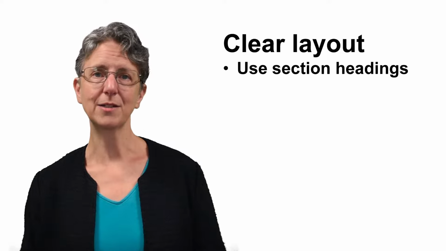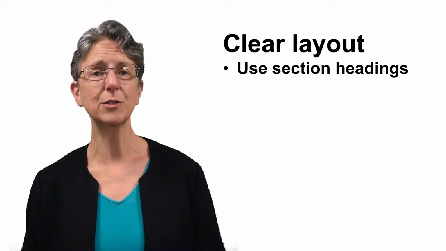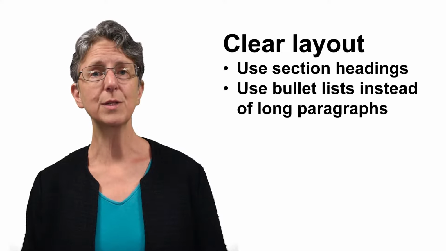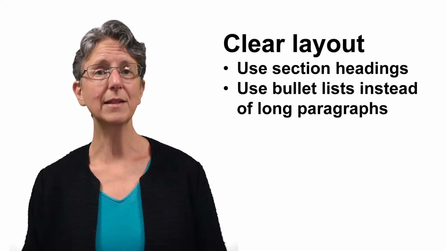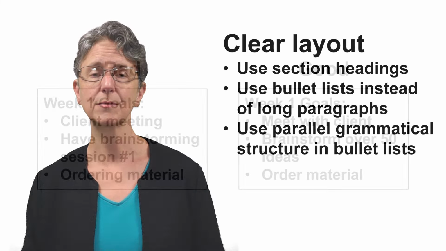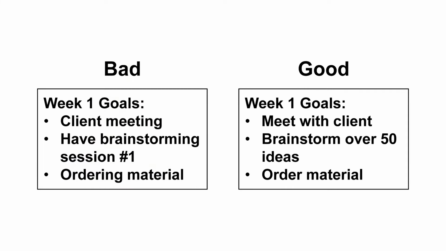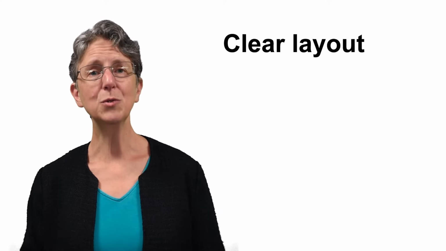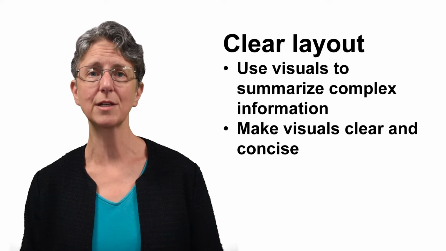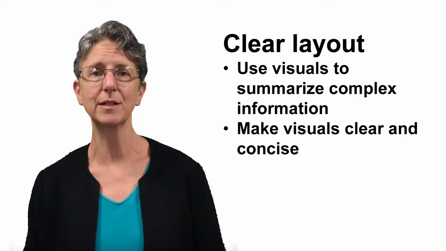Use section headings to organize content and help your readers navigate through your information. Bullet lists are easier to read than long paragraphs. Make lists easier for readers to process by using parallel grammatical structures. For example, the ones shown on the screen. You can use visuals to summarize complex information, but make sure they're clear and concise too. We'll discuss this in more detail in a moment.